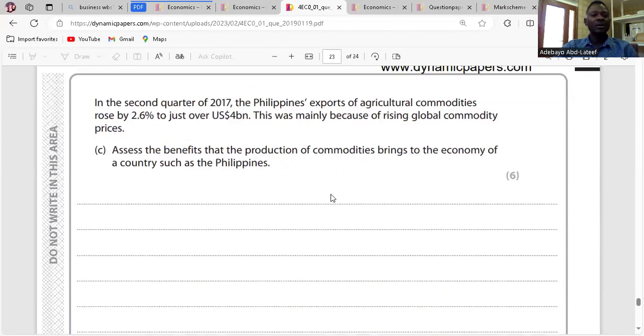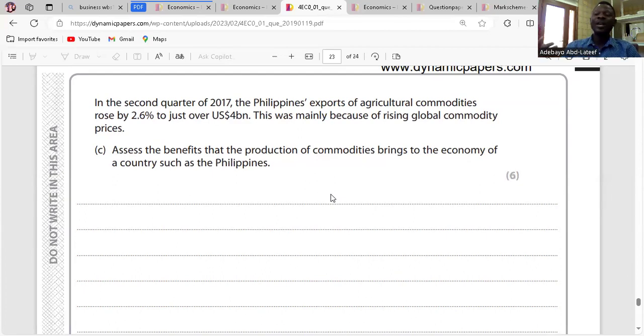They said in the second quarter of 2017, the Philippines export of agricultural commodities rose by 2.6% to just over 4 billion. This was mainly because of rising global commodity prices. Assess the benefits that the production of commodities bring to the economy of a country such as Philippines. So for production of commodities, basically we're talking about production using raw materials. That is what production of commodities is.